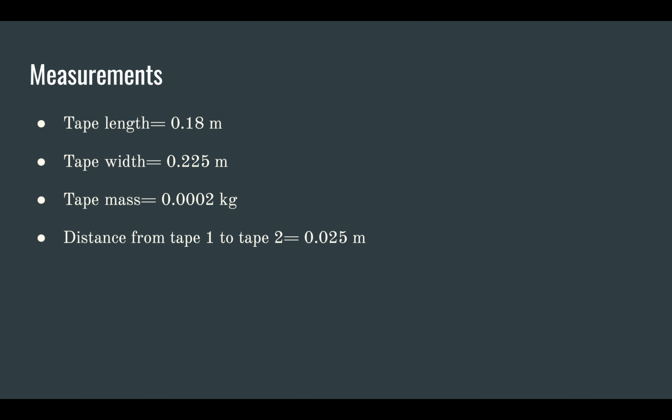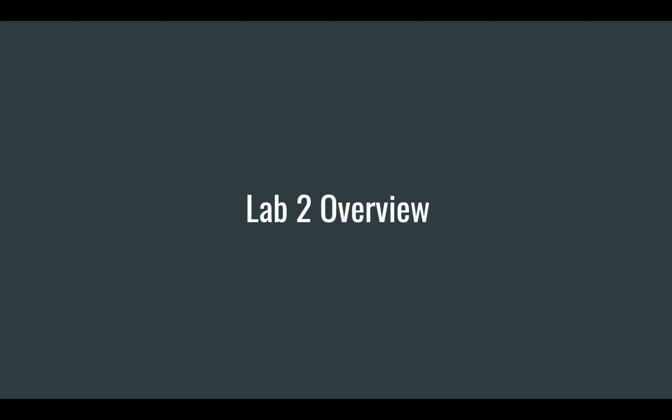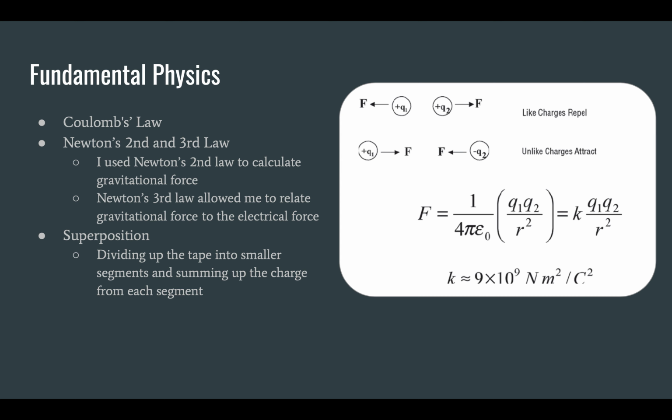So here's the measurements from Lab 1, and here's the results. You can see it's just simple point charges that I use to model each tape. The green arrows are the electrical force, and the yellow arrows the gravitational force. So here's an overview of Lab 2.